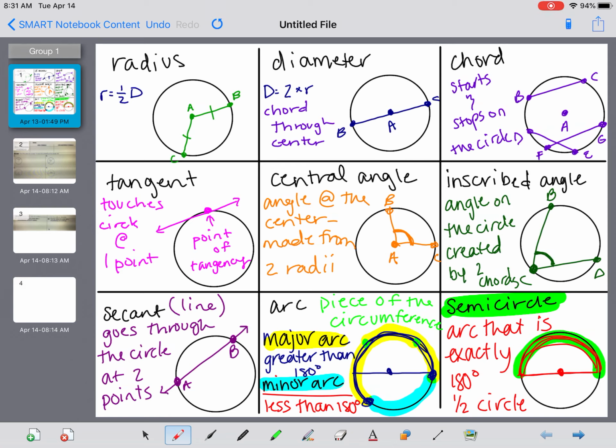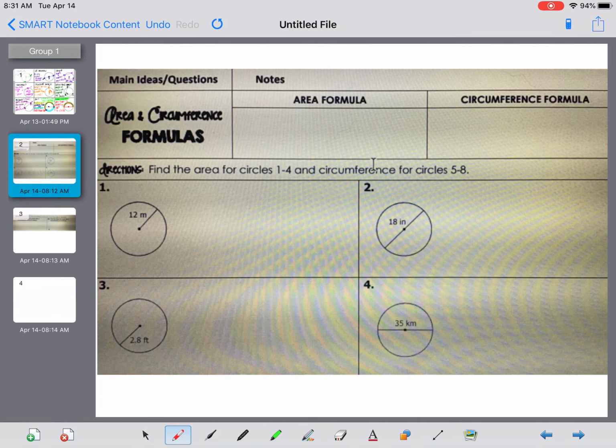All right, so that is your circle vocab. Now, again, if you want to screenshot this, if you want to pause the video and write all of this down, this vocab is going to be very, very important to you as you're going through this lesson.